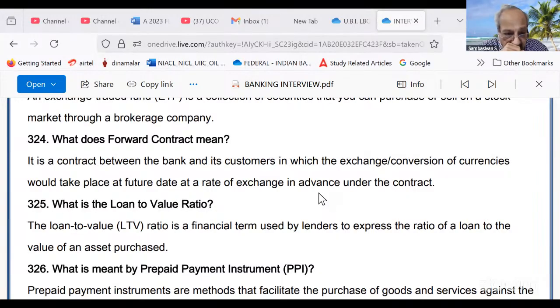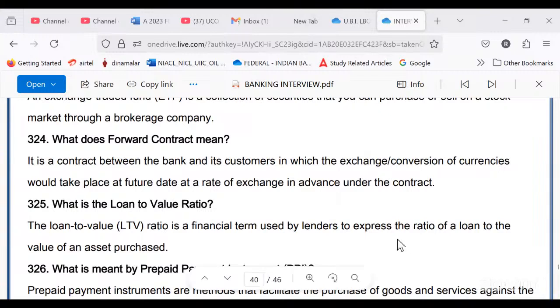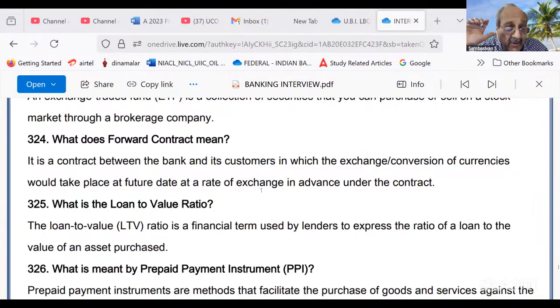Continue. 325. What is the loan to value ratio? The loan to value ratio is a financial term used by lenders to express the ratio of a loan to the value of an asset purchased. This is a very favorite question in bank interviews. That means if you are buying a house for 10 lakhs and you are giving 2 lakhs, then the loan will be 8 lakhs, 8 lakhs to 10 lakhs. In other words, 4 is to 5. That is the loan to value ratio. Continue.